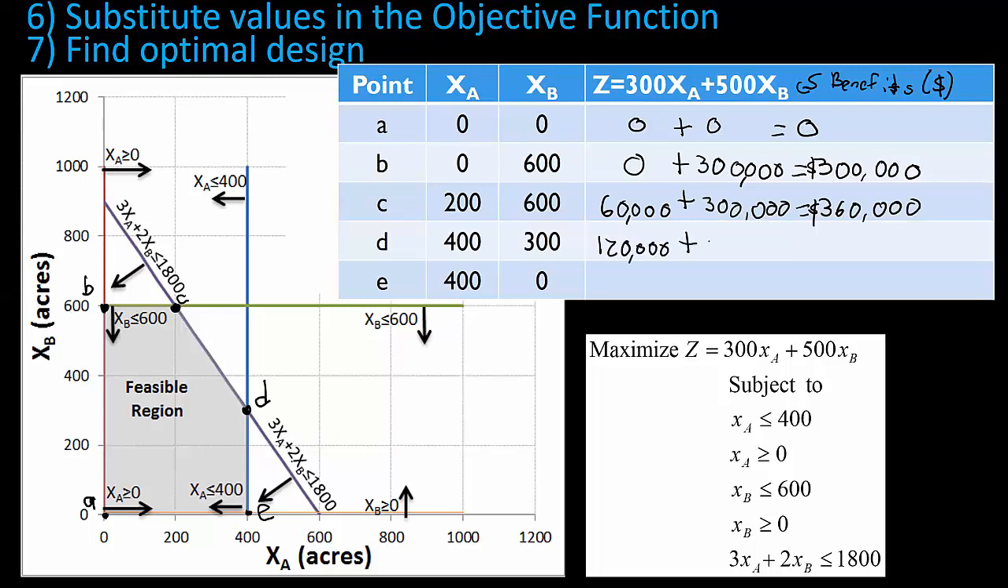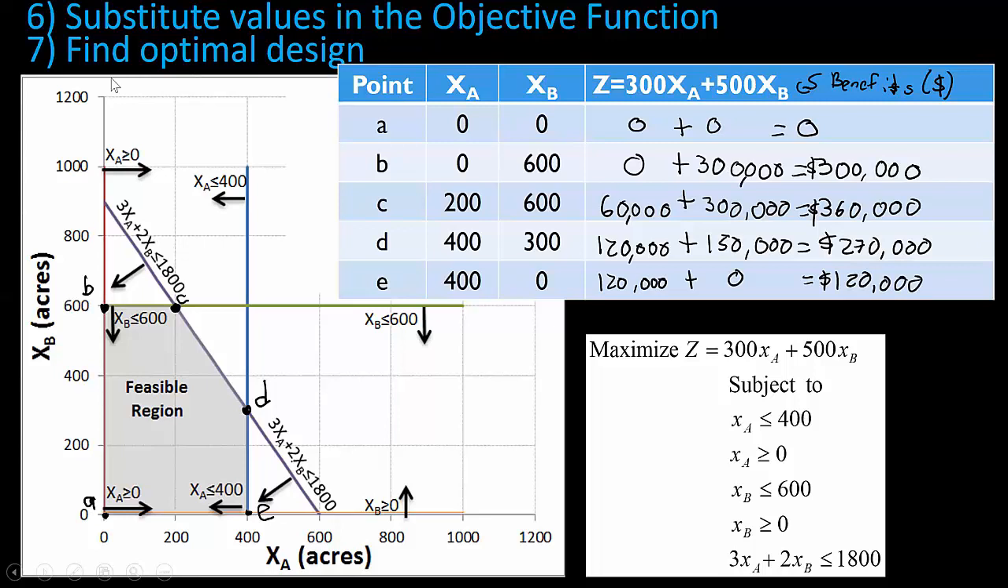Okay. The next one will be point D, which is 120,000 plus 150,000. It will be 270,000. And finally, the last one, it will be 120,000 plus 0 equal 120,000. So that's step number 6. We have substituted the values in this objective function.